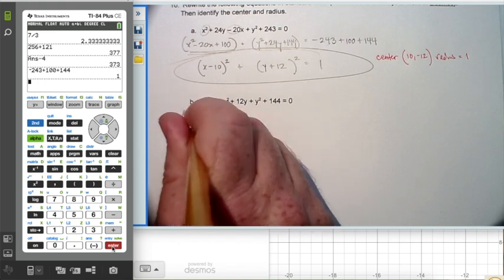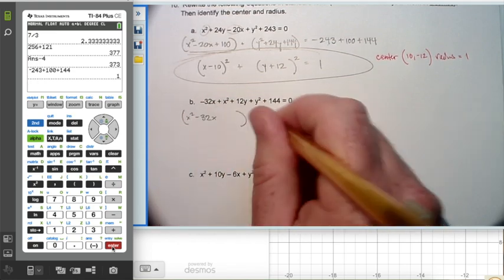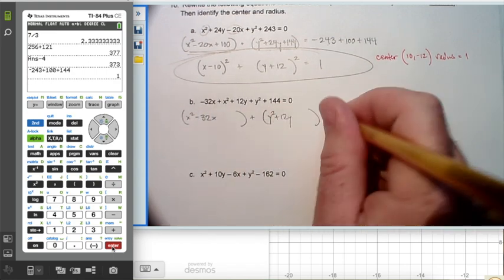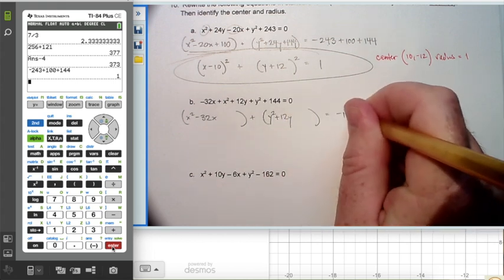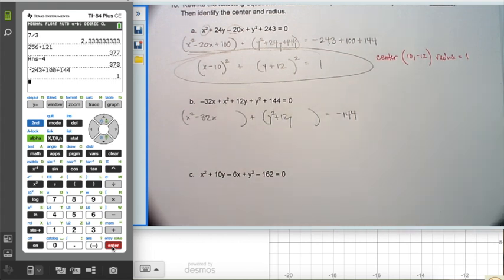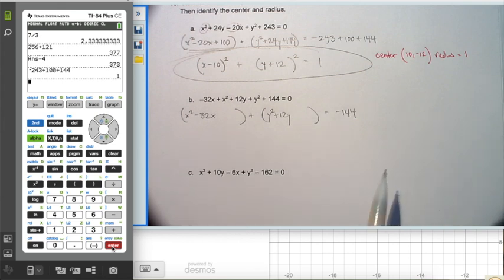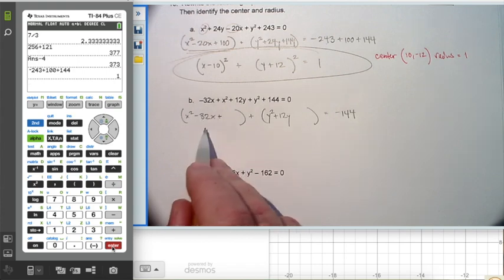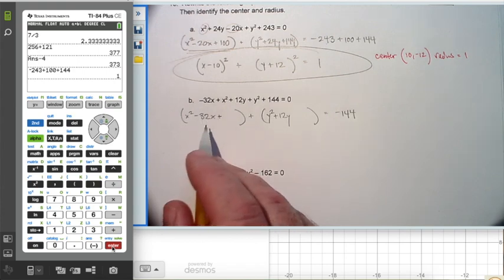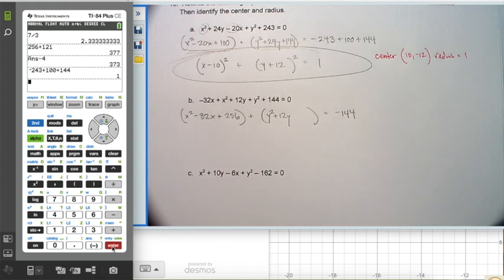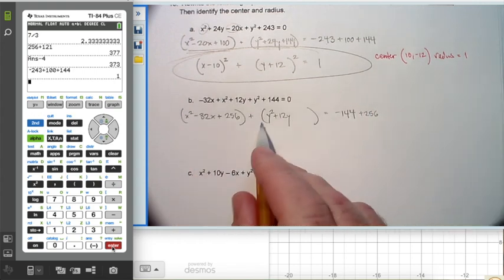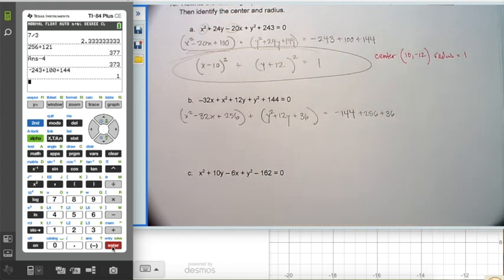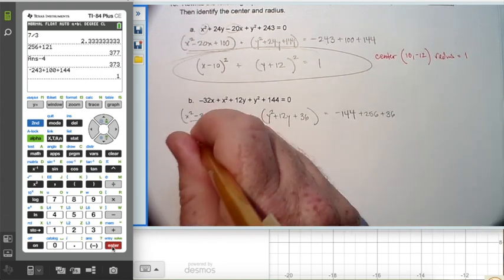With part B, we're going to group the x's together. X squared minus 32x and leave a space. Y squared plus 12y and leave a space. And I'm going to kick the 144 to the other side, call it negative 144. And then start thinking, what can I do to complete the square? Half of negative 32 is negative 16. When I square that, oh, we just did that a little bit ago. That's 256. Half of 12 is 6. Squared is 36. So I'm going to have to add 256 and 36 to both sides of the equation.